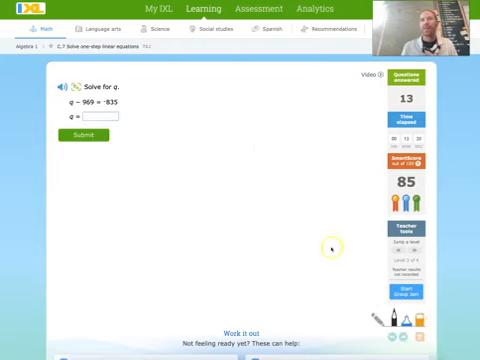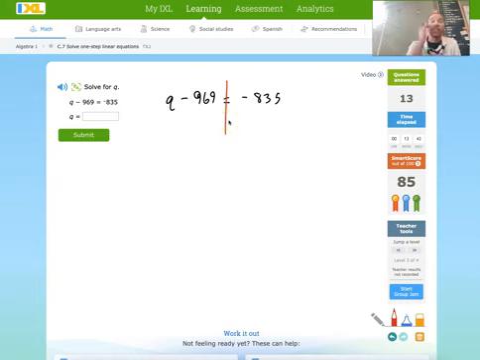So let's see here. How are we going to do this? So we have Q. We're subtracting 969, and the result of that subtraction is negative 835. So once again, I am not subtracting the given numbers. I'm going to try to undo that subtraction. I'm going to try to cancel that subtraction. So what would cancel subtraction of 969? If I add 969, that's going to cancel, leaving me just with my variable. Now I have to balance. I have to come to the other side and add 969.